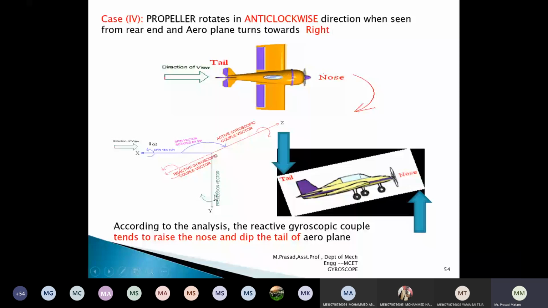You see this. Again, anti-clockwise motion with respect to me, it is coming towards me. This spin vector, this is your precession vector. Now, where you are getting the active couple? Active couple in this case is coming in the positive z axis. You can see, rotate the spin axis by an angle of 90 degrees. You are getting the active couple.